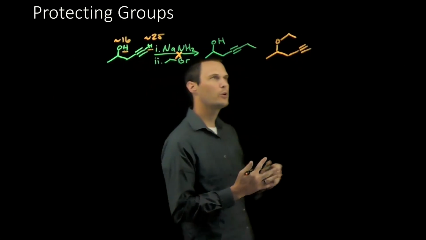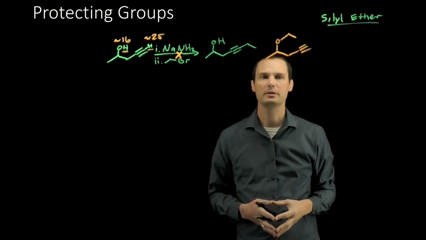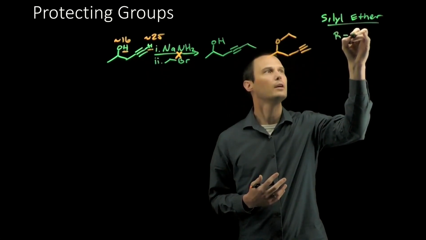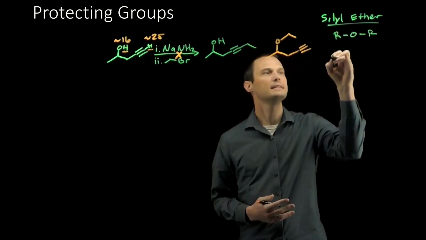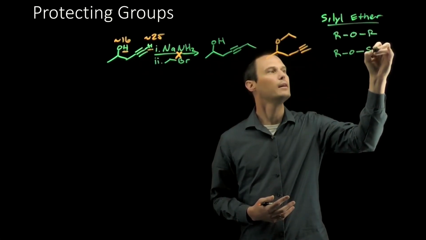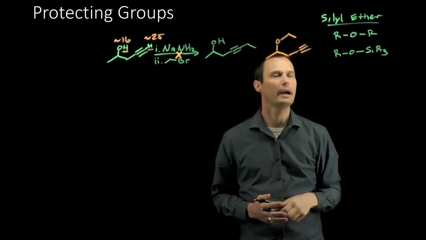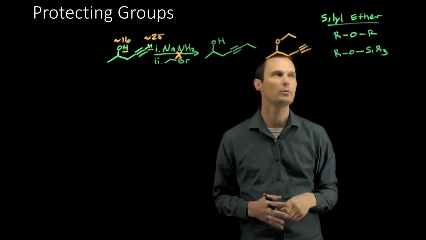And the protecting group that we're going to learn is something called a silyl ether. A silyl ether can be used as a protecting group for alcohols. If we consider a traditional ether is an oxygen with two carbon groups on either side. A silyl ether is an oxygen with an alkyl group on one side and a silyl group on the other side. Silicon with three other alkyl groups attached. Silicon is right underneath carbon on the periodic table, so it also makes 4 bonds.